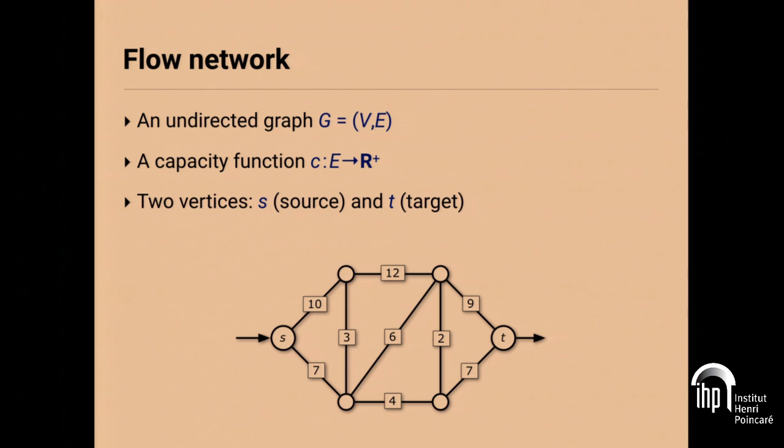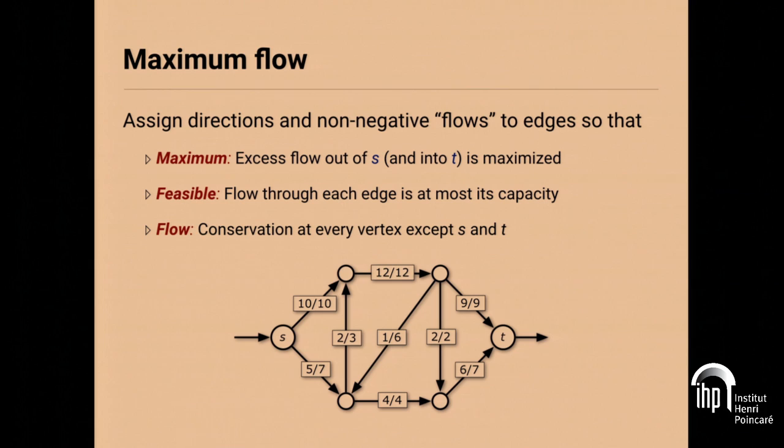And then the maximum flow problem is to assign values and directions to the edges that correspond to the flow of resources through the system. So when I write here 5/7 on that edge from S down to its lower neighbor, that means I'm sending 5 units of flow through an edge that has capacity 7. Now, these flows have to satisfy certain properties.